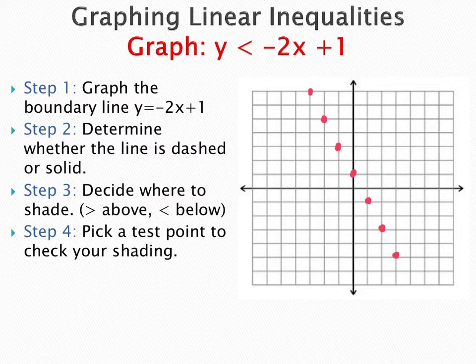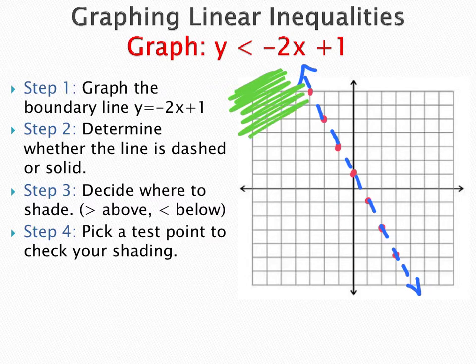Now, because my inequality here is less than, there's no equal to sign, I know I'm going to have a dashed line, which means that all of those points that are on this line are not part of the solution. Now, I have y is less than negative 2x plus 1, less than. So, you look at your y-axis. Less than, I want to get small. So where are the y values going to decrease? Where are they getting smaller? They're getting smaller down here because those are the negative values. So that is where I am going to shade.